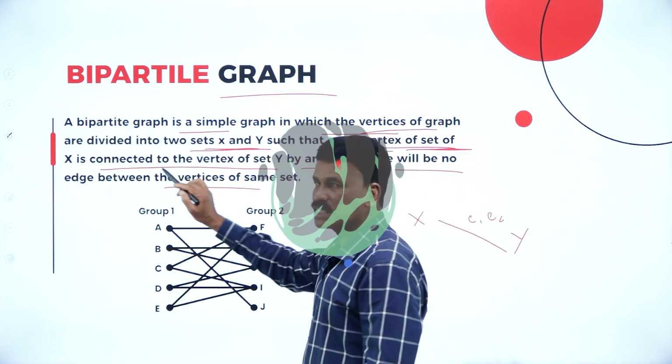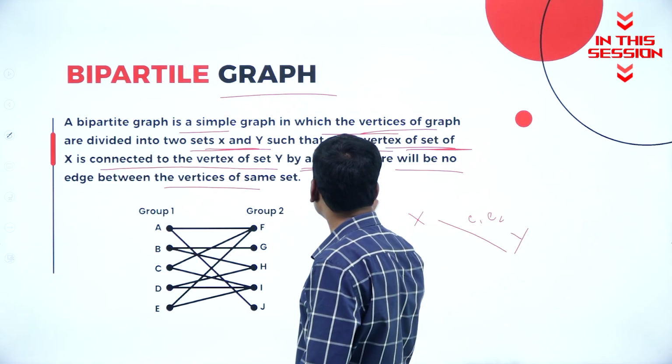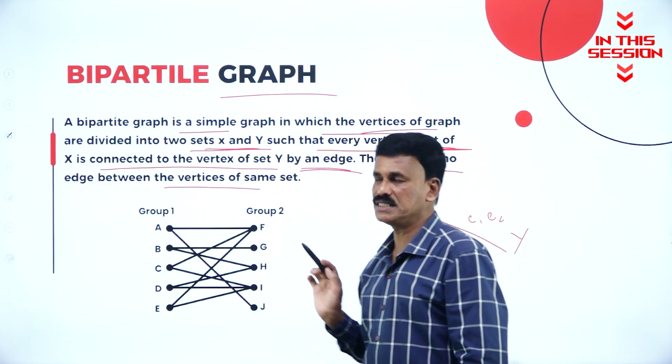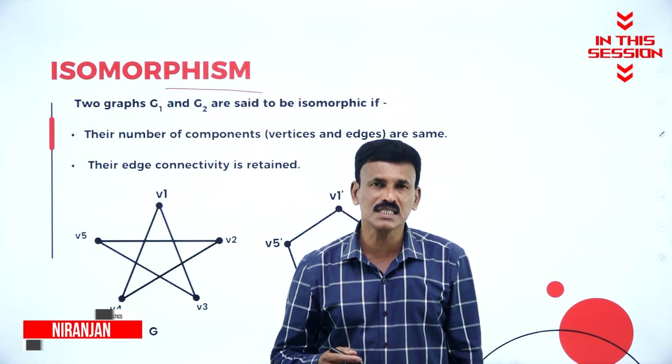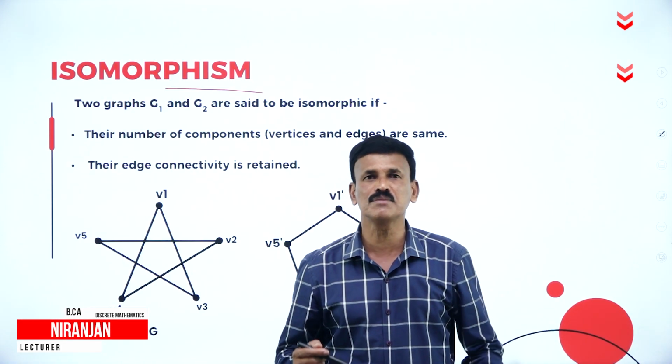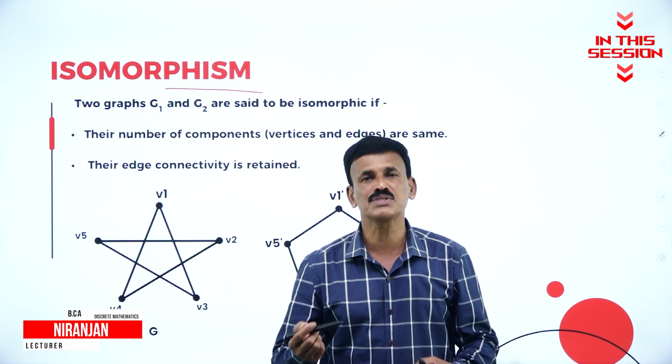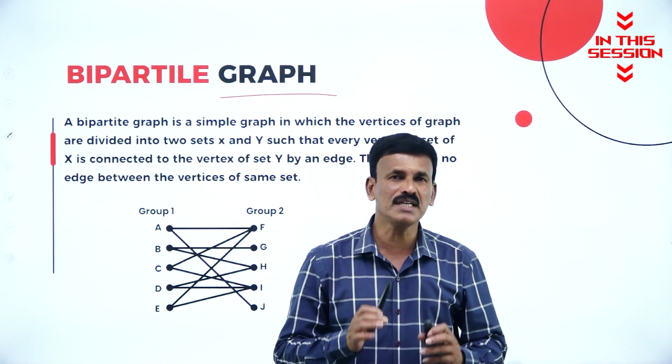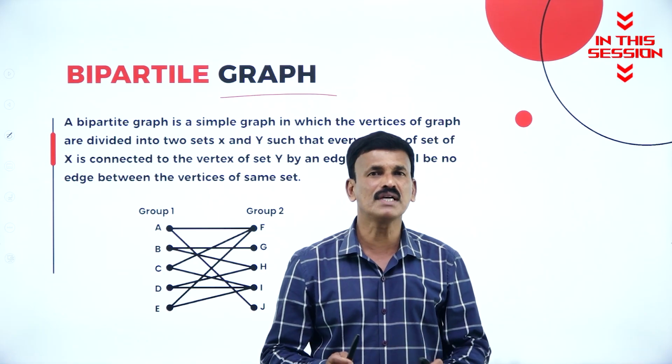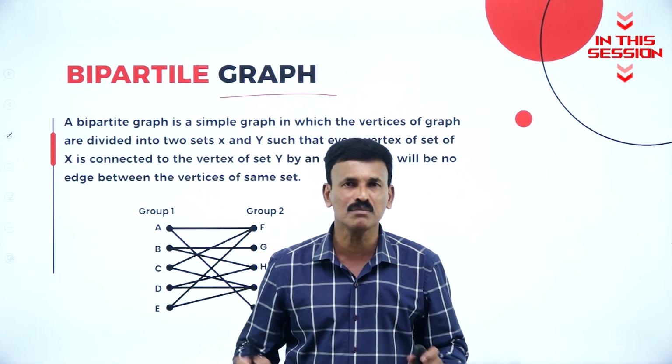Every vertex of the set X is connected to every vertex of the set Y by an edge. If the number of edges and number of vertices are same, then the graph is said to be an isomorphic graph. That's all. So dividing the graph into two, vertex X and Y, is called the bipartite.